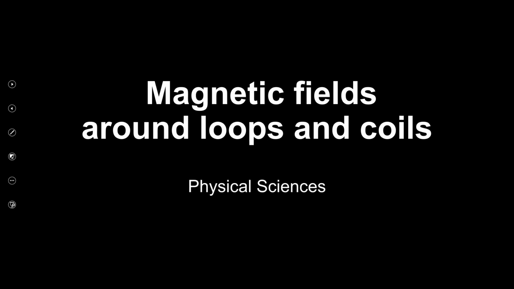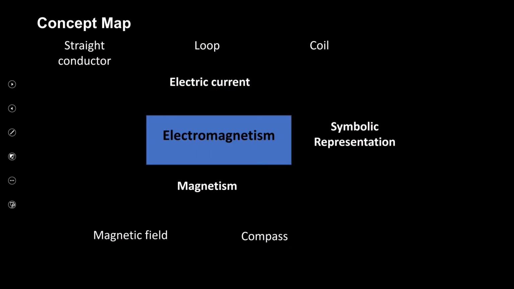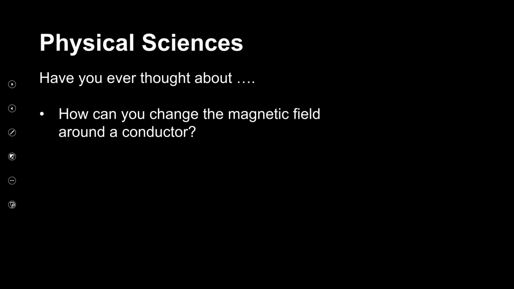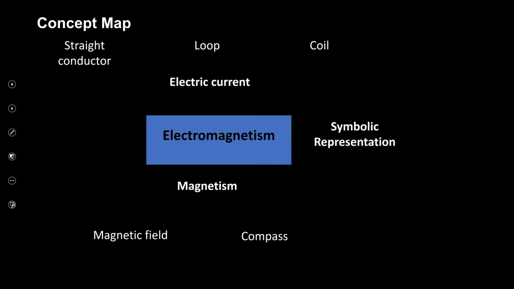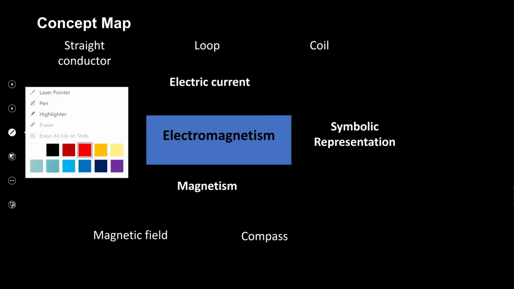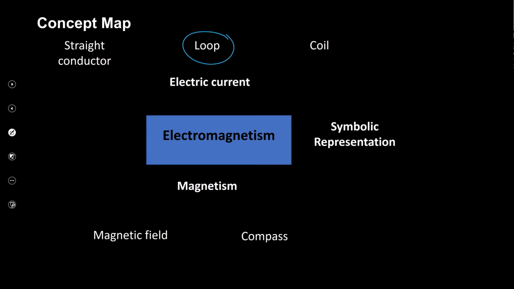So if you look here, magnetic field around a loop or around loops and coils, I wonder what that might be about. As we look over here, we're particularly looking at an electric current that passes through a loop. So the current passes through the loop, and we want to say, well, what's the magnetic field going to look like if it's passing through a loop? And later we'll look at a coil and say, what's the magnetic field that is around a coil?